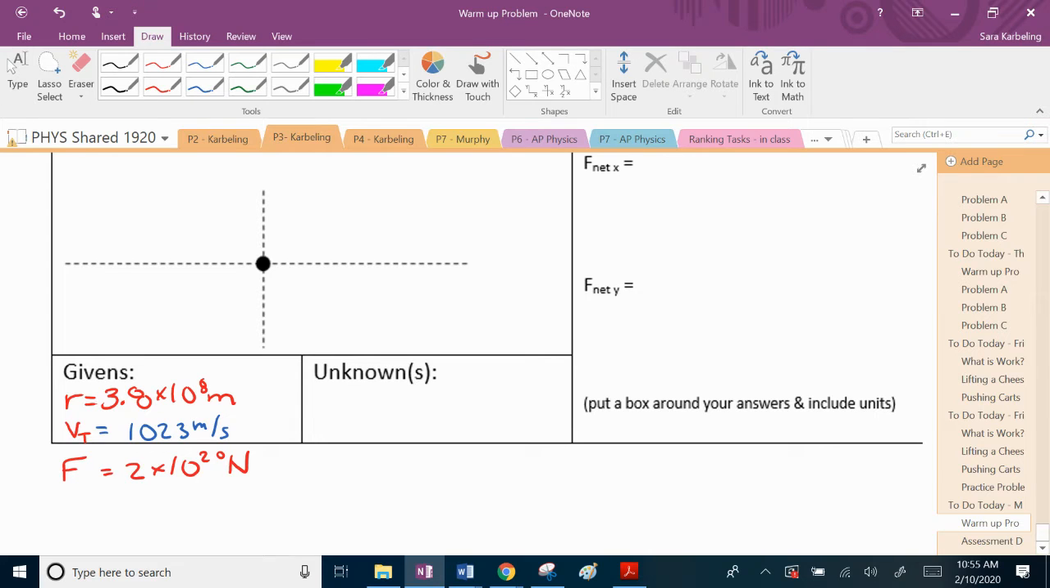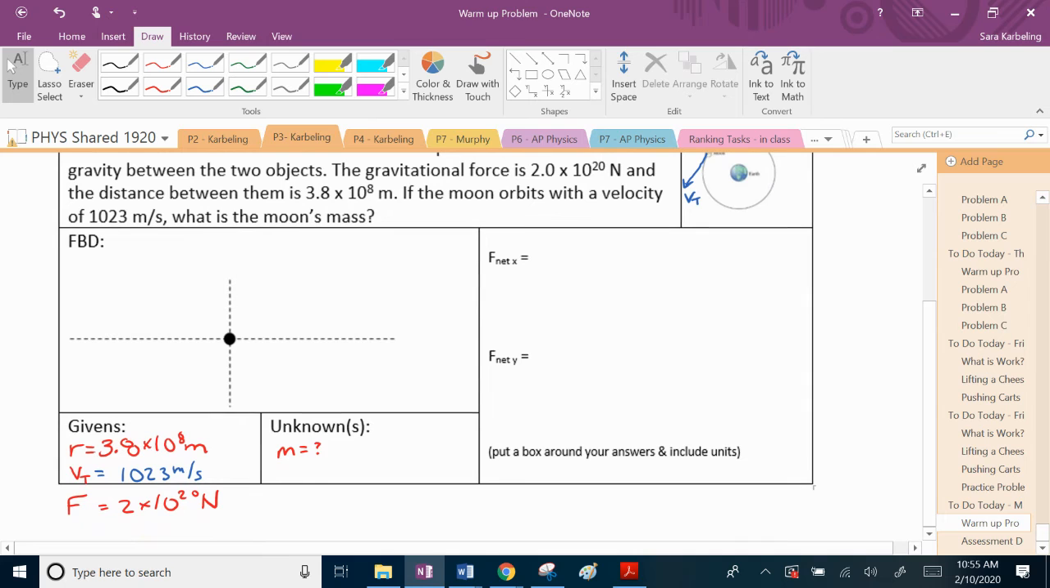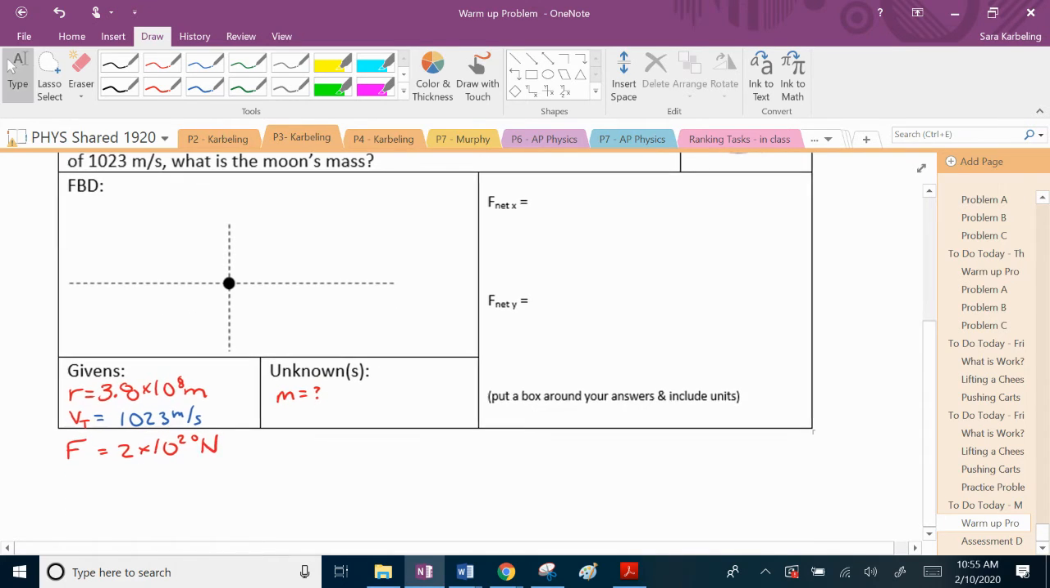What's our unknown? What is it? What is it that we're looking for? The mass of the moon. Okay. Probably. But relative to the Earth, not so much. Oh my gosh, what? All right.